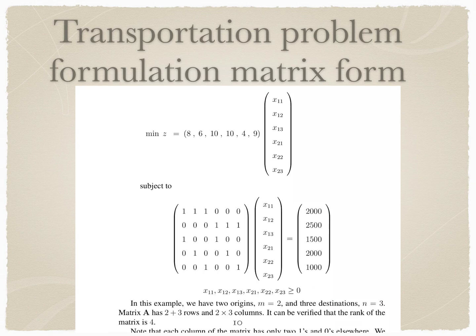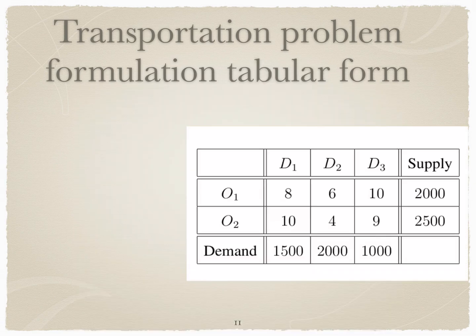In this example, we have two origins, m equal to 2, and three destinations, n equal to 3. Matrix A has 2 plus 3 rows and 2 into 3 columns. It can be verified that the rank of the matrix is 4. We can represent our transportation problem in tabular form in this way.